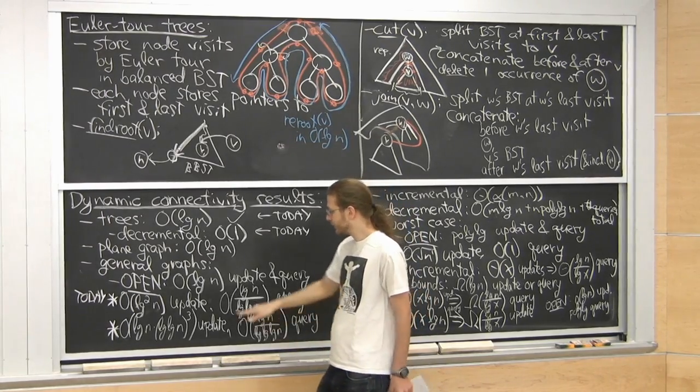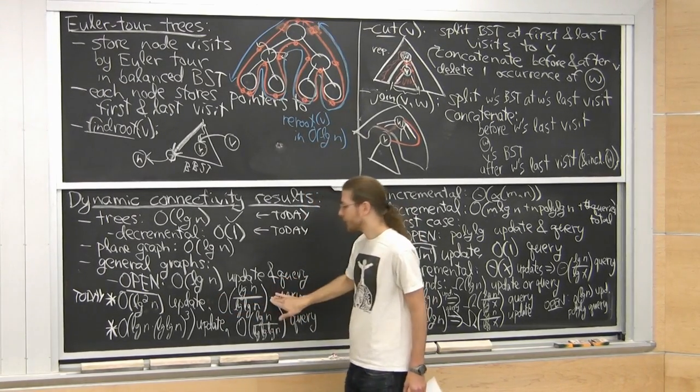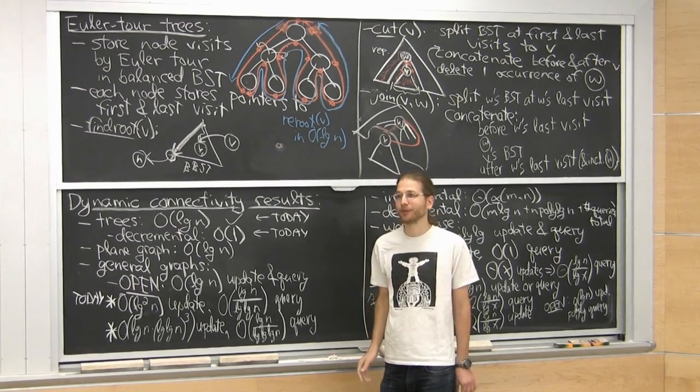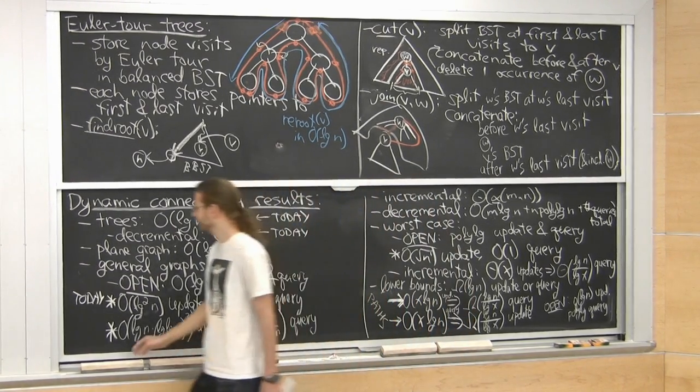The last result we're going to talk about is log squared n update, log n over log log n query for general graphs. Finally, we graduate from trees to general graphs.